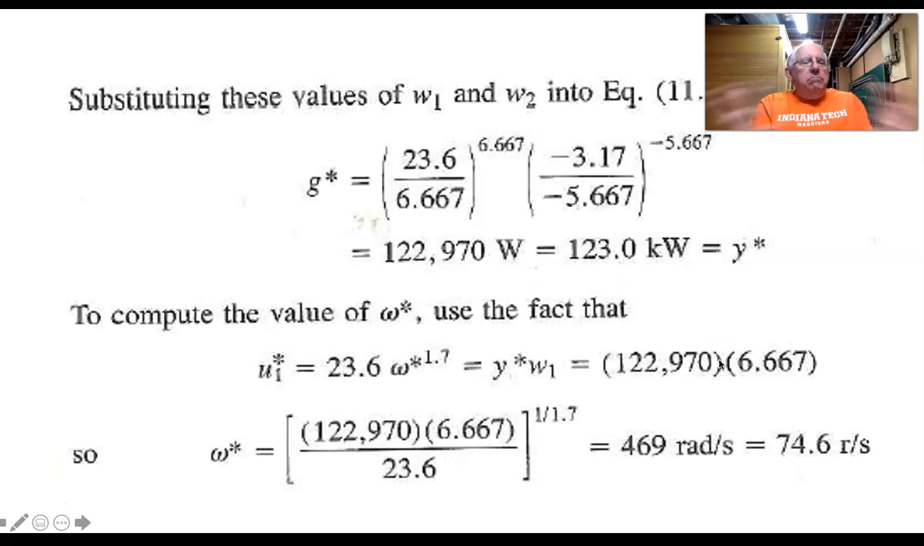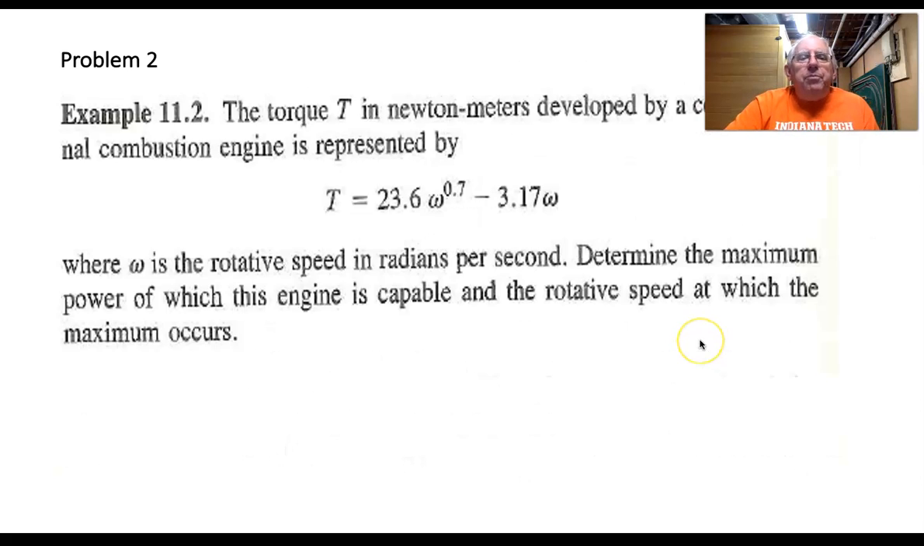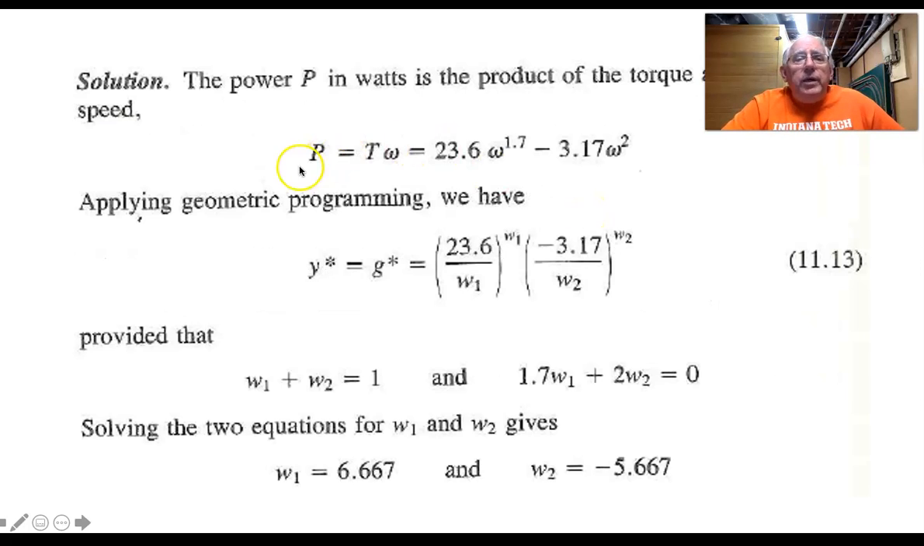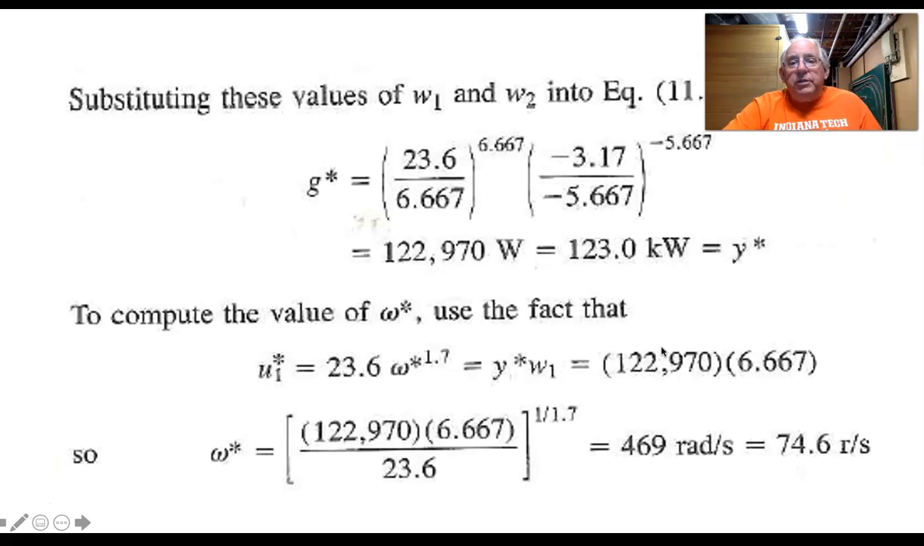Okay, so again, a very similar type of problem. We started off with a dependent variable that's a function of the independent variable omega. We exchanged the torque for power because that's what we actually wanted to maximize, and so we added another power of omega. We then used geometric programming to calculate the value of W, the omega, at which this is maximized.